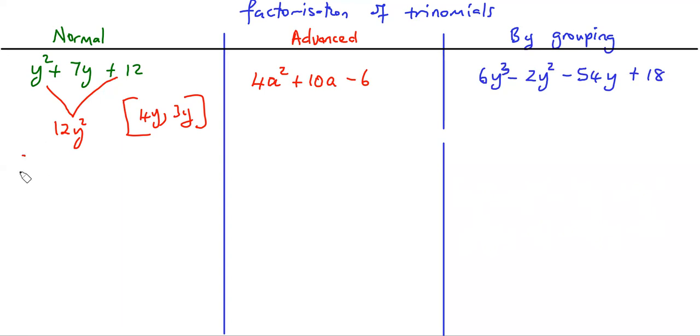But in this case, let's just put our two brackets here. We have got y there, we have got y there. The terms there are plus 4 and plus 3. So that's your final answer there. Now let's move on to this one here.